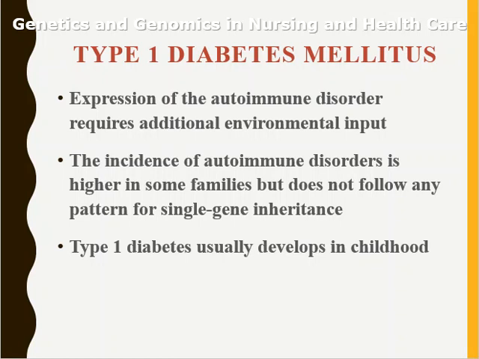Type 1 diabetes typically manifests in childhood because children are exposed to so many viruses, particularly the Coxsackie virus, that is a big culprit for being a trigger for type 1 diabetes. But type 1 diabetes has been diagnosed in older adults. I worked with an individual who was diagnosed with type 1 diabetes at the age of 35. But most commonly, yes, it happens in children. Autoimmune disorders are higher in some families, but don't follow a pattern for a single gene inheritance. And as I've mentioned, it usually develops in childhood.